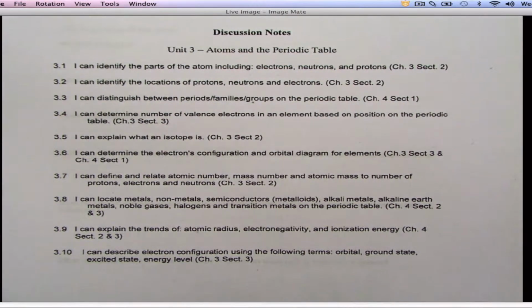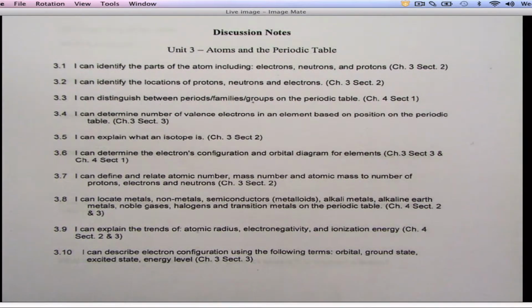All right, chemistry kids, here we go. We're going to start Unit 3, which is Atoms and Periodic Table. You should have this already. This is your objectives for this unit. And if you notice next to each objective that we have the chapter and the section number, you can read more about it if you want more detail or need more repetition.